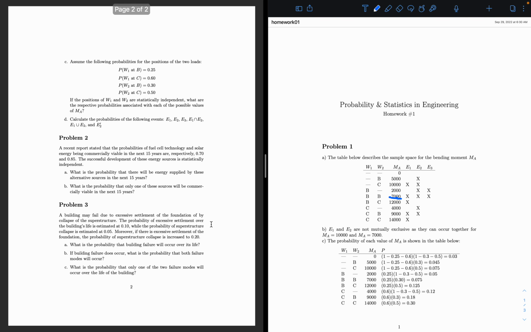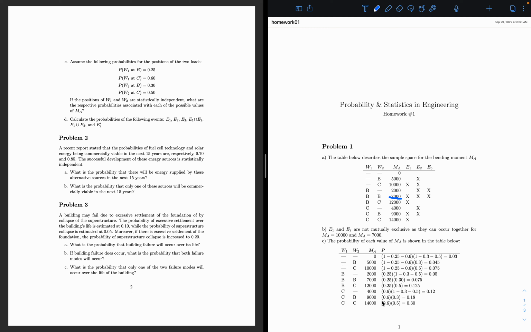For the third part of the problem, we would have to assume some probabilities for each load being applied to a certain point, and if the positions of W1 and W2 are statistically independent, we should find the probabilities associated with each of the possible values. What we can do is take all the possible outcomes, or the combination of those, and because they're statistically independent, we can use their intersection, so both of them happening together, and to calculate the probability, we just multiply the probabilities.